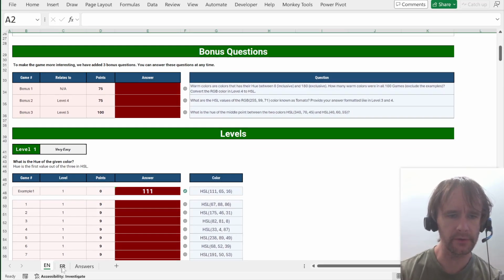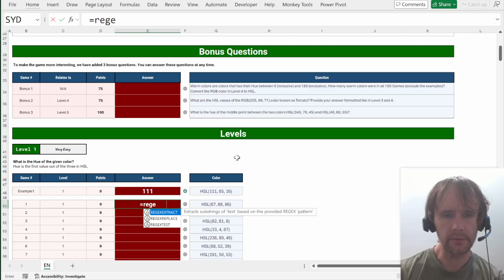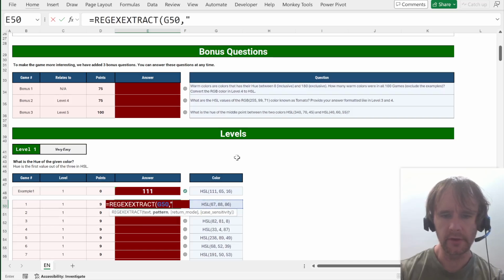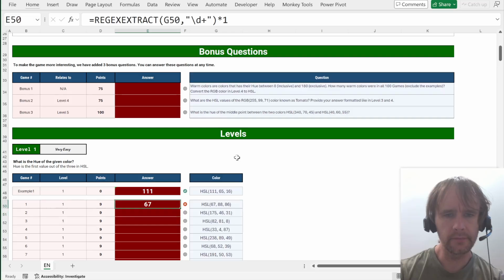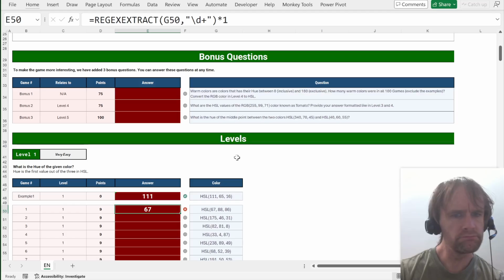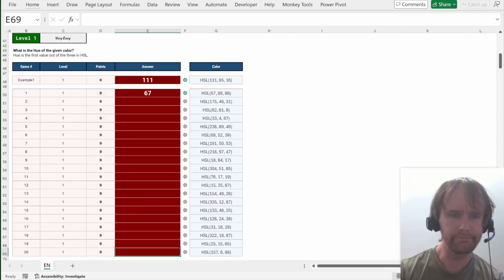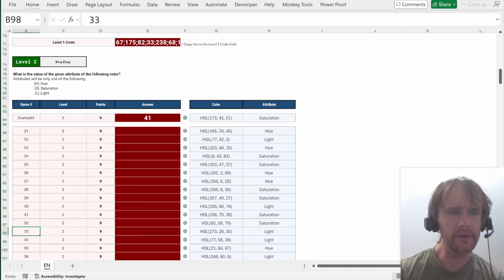Cool. Oh, I guess I don't need either of these tabs. Alright, so what is the hue of the given color? Oh, okay. So I think we just say regex extract from here, slash d plus, times 1. No. Is it supposed to come out in text? Okay, fine.